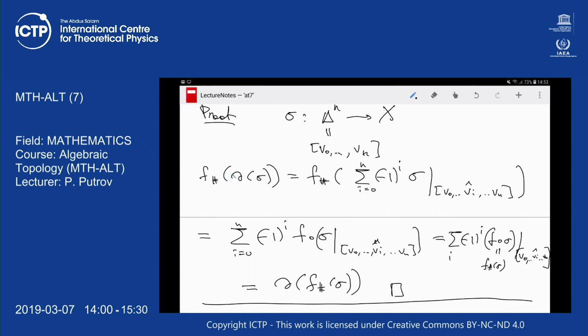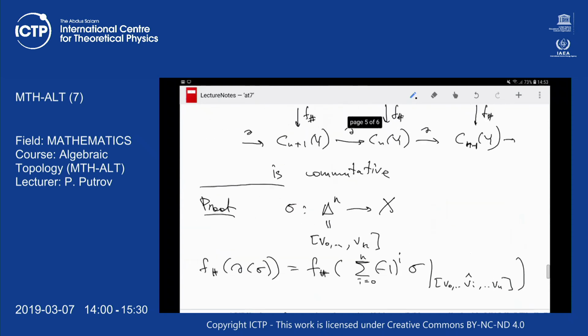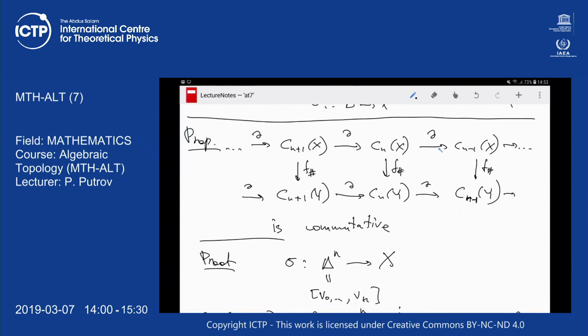Again, let me remind you that this D here has the same notation, the same letter, but it denotes different maps, right? So in the first case it's this map, and in the second case it's this map.